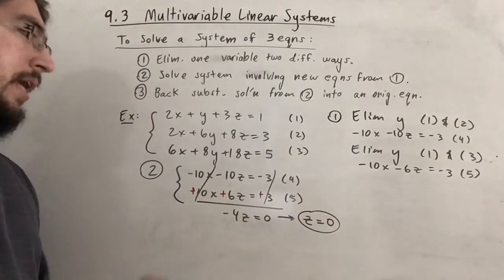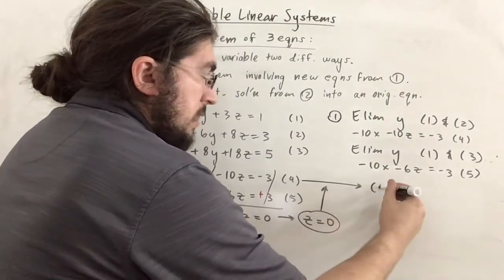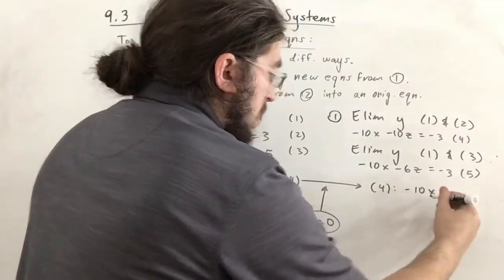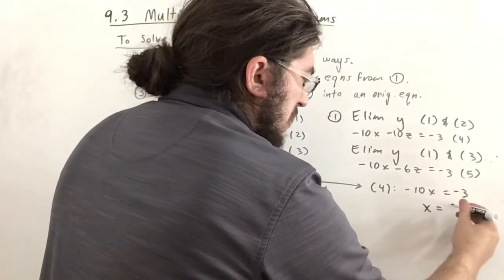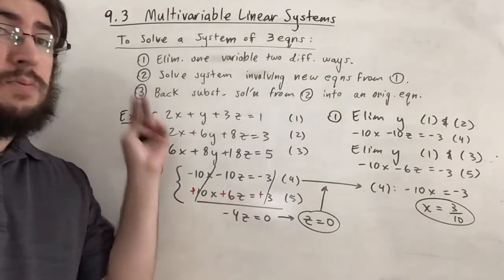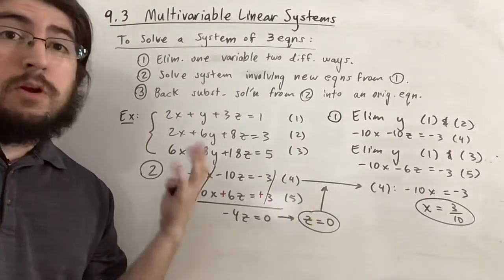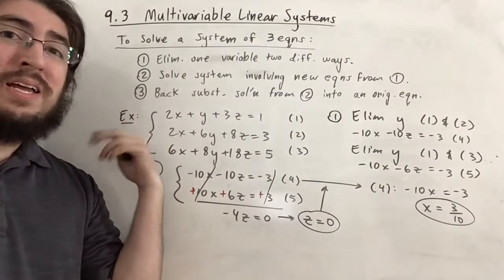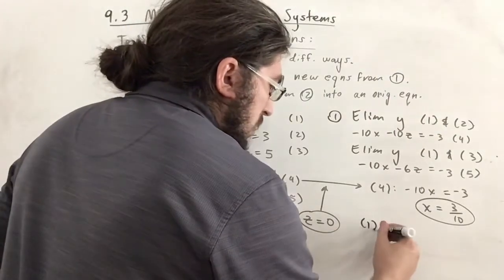Fantastic. And if z is 0, plugging it back into, let's say, equation 4 gives us what? Well, it gives us -10x plus 0 equals -3. So that means x is equal to 3/10. And now, finally, for step 3 of this process, we can back substitute into an original equation to find the other variable we don't have yet, which is y, of course. And you guessed it, I'm going to use the first one because there's no number in front of y, so we don't have to divide by anything at the very end.